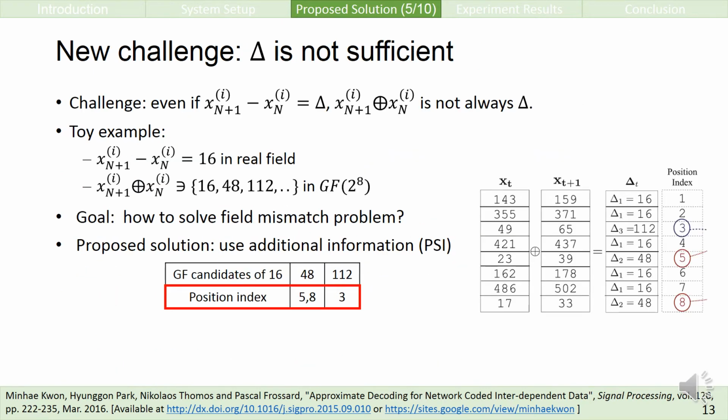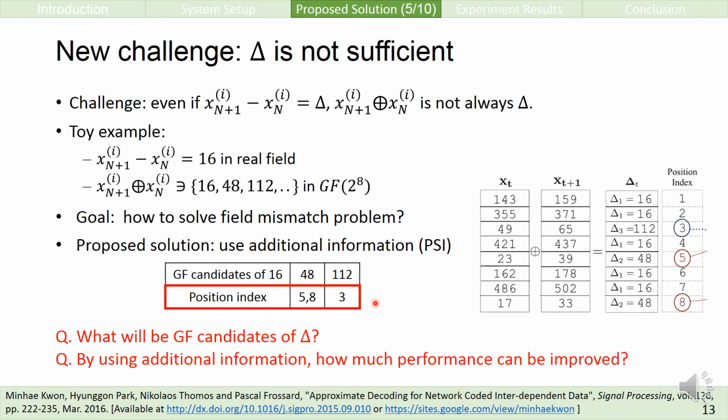Let's look at a toy example. Here, the difference between these two source vectors is always 16. However, the Galois field operation results are not always 16, and it sometimes becomes 48 and sometimes 112. So, in order to solve this problem, we propose to provide additional information called PSI. In this example, since 16 has Galois field candidates 48 and 112, we save the position index of each candidate. For example, the position indices for 48 are 5 and 8, so we provide the position indices 5 and 8, and for 112, the position index is 3, so we provide this 3 to the decoder as well as delta.